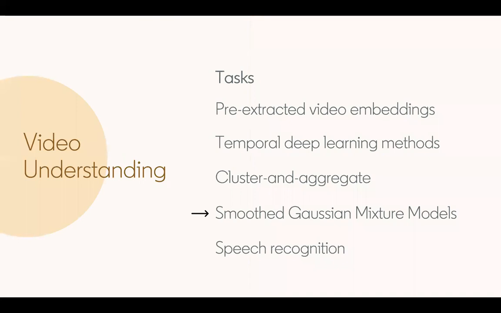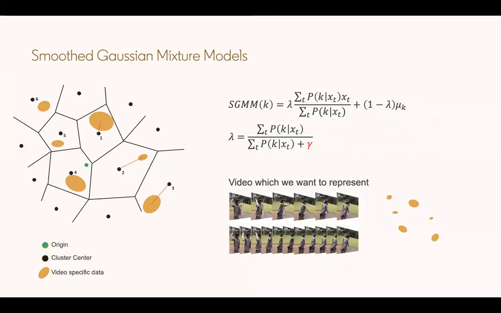We fix this by an approach called smooth Gaussian mixture models, or SGMM, that we developed here at LinkedIn. So now let us describe how SGMM works. Again, it's a cluster and aggregate technique. So we have the same UBM model with the black dots representing our centroids and the yellow ellipses representing the data from a given video. Now, in the case of SGMM, we are going to represent a video very similar to RVLAD. But instead of being the video-specific cluster centroid, we use a representation that can be anything from the video-specific mean to the cluster-specific mean.